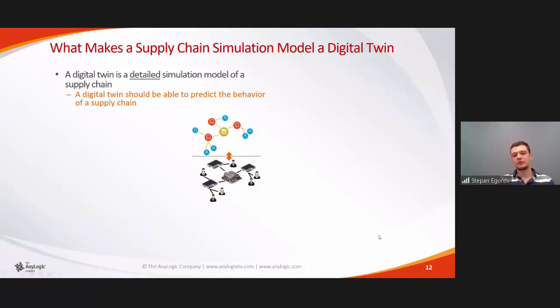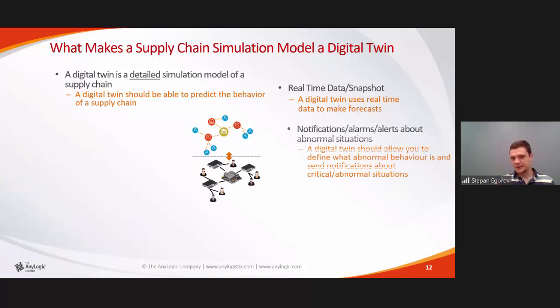First, it's a detailed model. It's not just some model. It has to be able to predict the behavior of your supply chain in detail and with high preciseness. It has to use a real-time data snapshot, has to be connected to data from your operational systems, such as ERP systems, like SAP, for example, or supply chain management systems. And it has to be able to provide you with notifications and alerts when something abnormal happens.